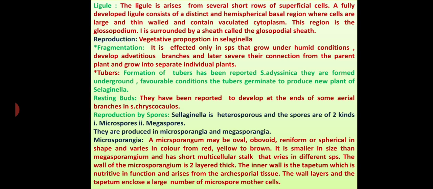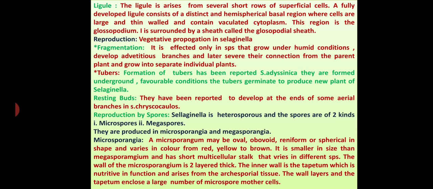Then we discuss reproduction in Selaginella. In Selaginella, there are two important methods. One is the vegetative method and the other is by spores. The first method is vegetative propagation. In this method, the first one is fragmentation. It is effected only in species that grow under humid conditions, develop adventitious branches, and later sever their connections from the parent plant and grow into separate individual plants.